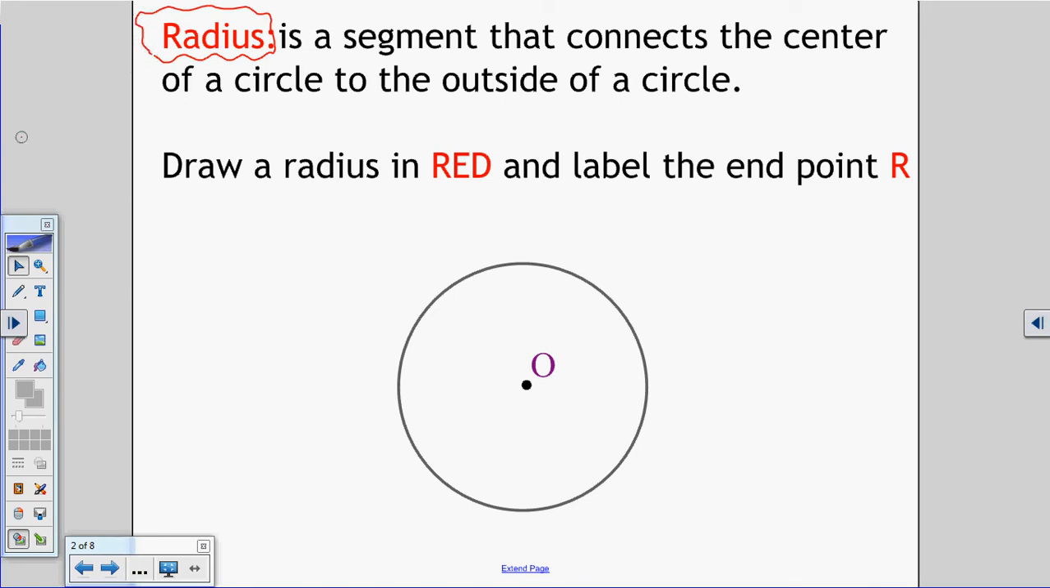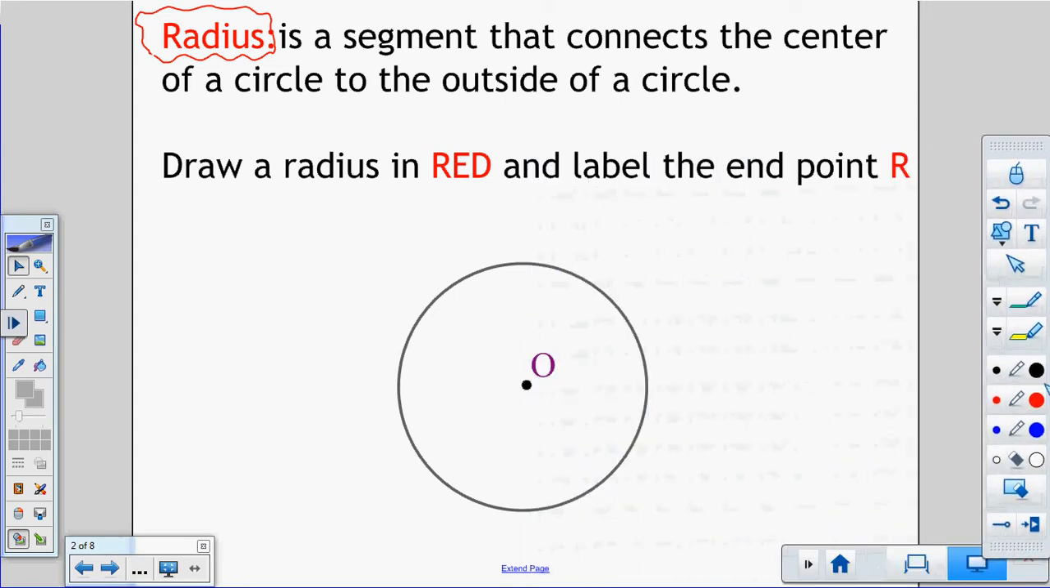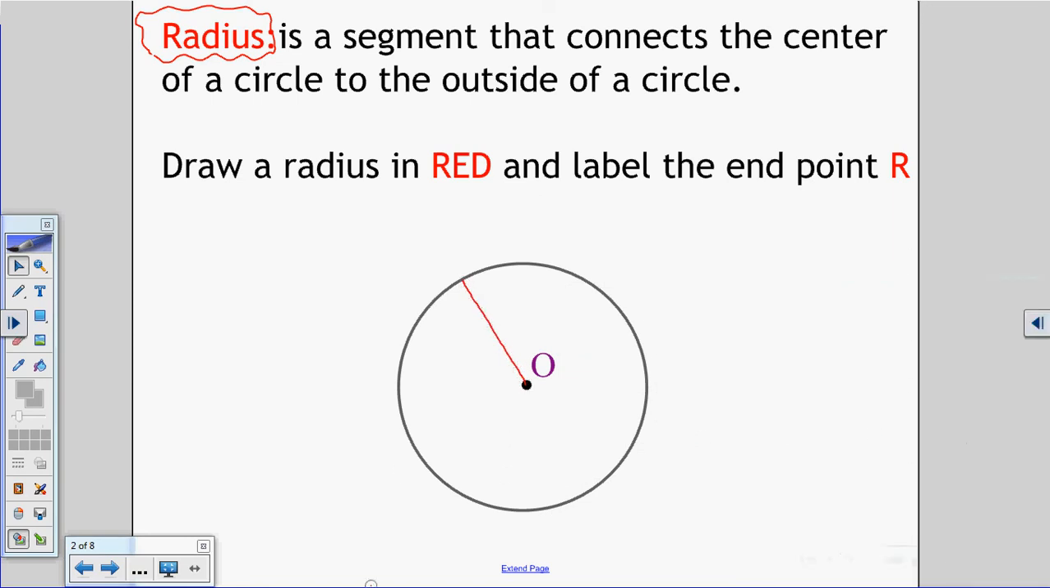A radius is a segment that connects the center of a circle to the outside of a circle. So if I were to draw a radius, I would have to start here in the center, and I would draw a straight line out to any point on my circle. So sketch a circle, and then we're going to label this radius.